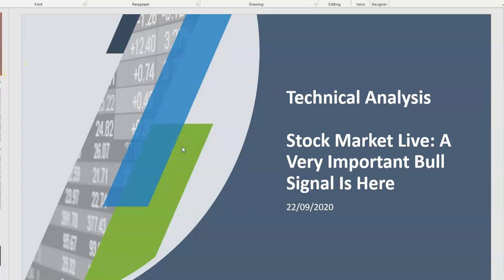But in terms of the stock market, guys, a really big bull signal arrived yesterday, and this is what I wanted to discuss with you guys in terms of our stock market analysis. So let's have a quick look at that.